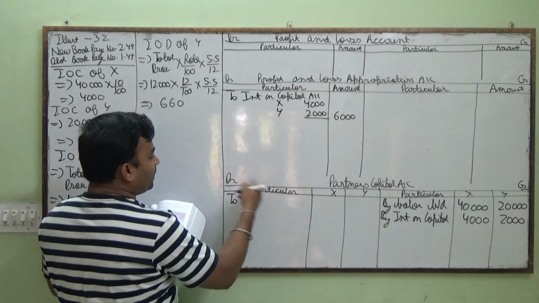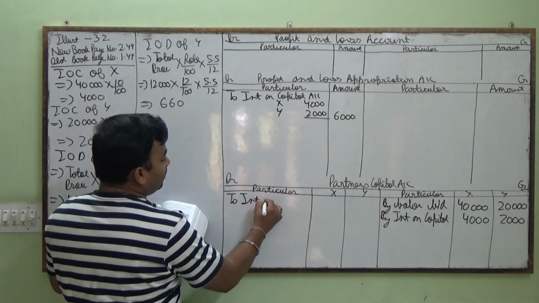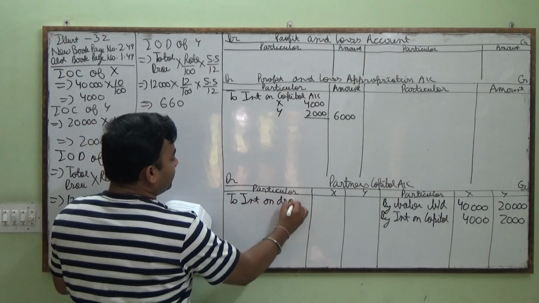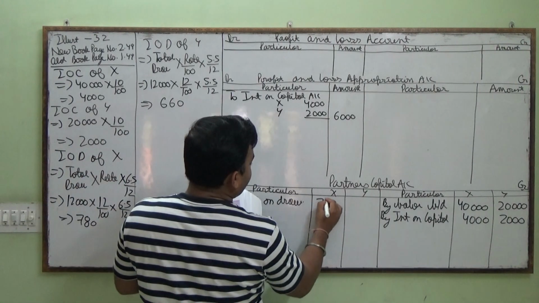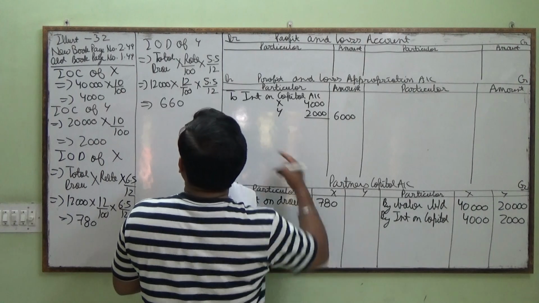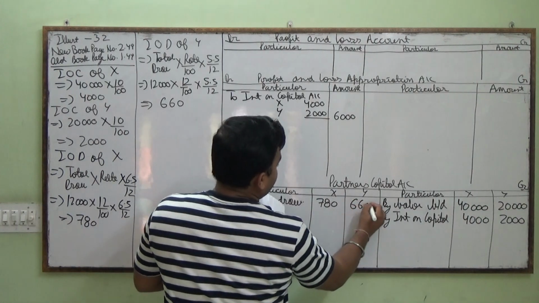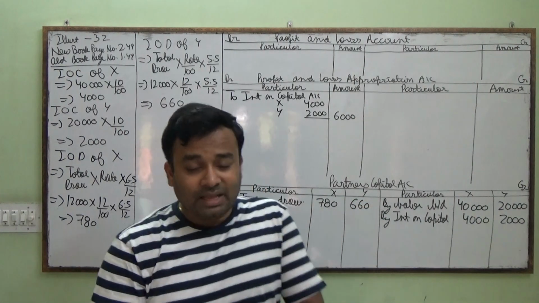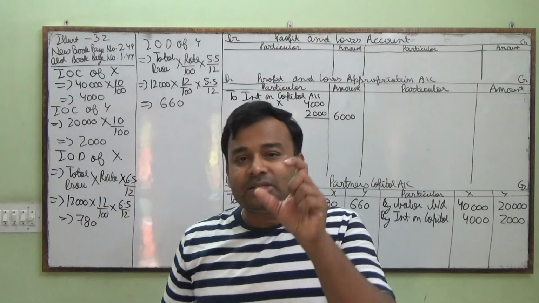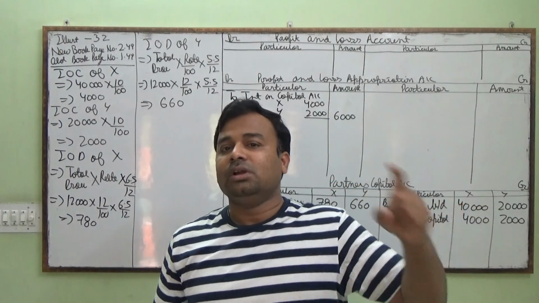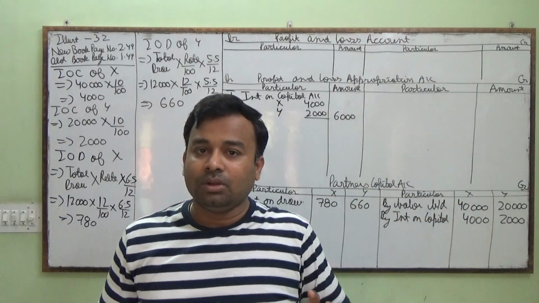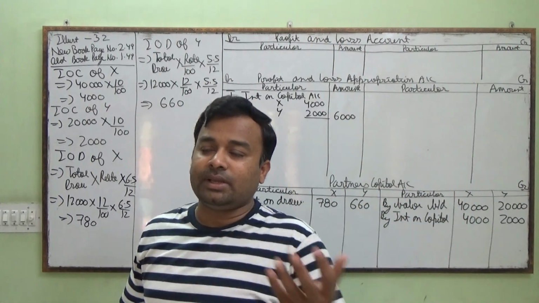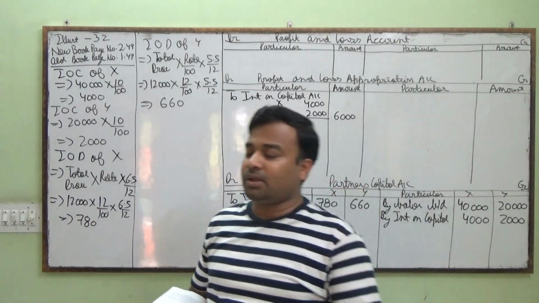So this is the partner's capital account, debit side. The capital account is debited by interest on drawing. So, to interest on drawing, X capital account is debited by 780 and Y capital account is debited by 660. At the end of the year, the balance of interest on drawing account will be transferred to profit and loss appropriation account. So what will be the entry for transferring the balance of interest on drawing account?